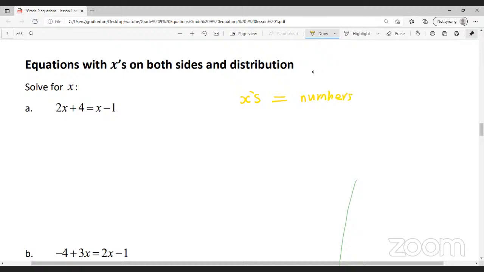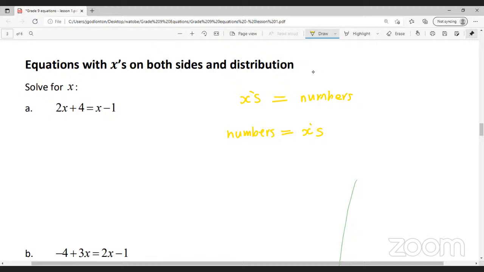And it doesn't matter which side your x's are on as long as they're together. So I could also have x's on that side, and we could have numbers on the left. That's totally fine, as long as the x's are together and the numbers are together.